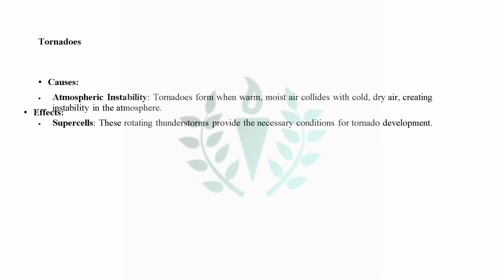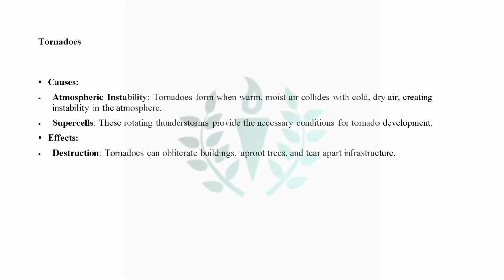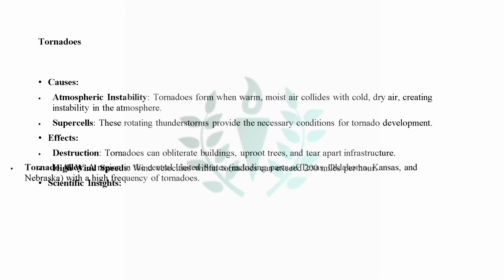The effects of tornadoes include destruction. Tornadoes can obliterate buildings, uproot trees, and tear apart infrastructures. High wind speeds are a result of tornadoes as well. Wind velocities within tornadoes can exceed 200 miles per hour. The scientific insights of tornadoes include tornado alley.